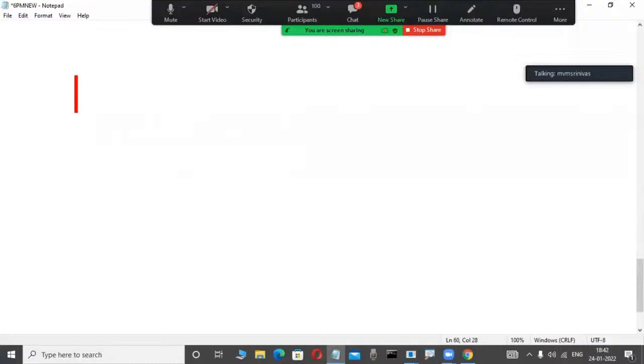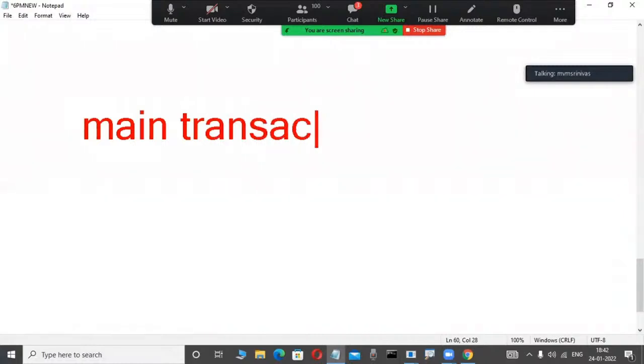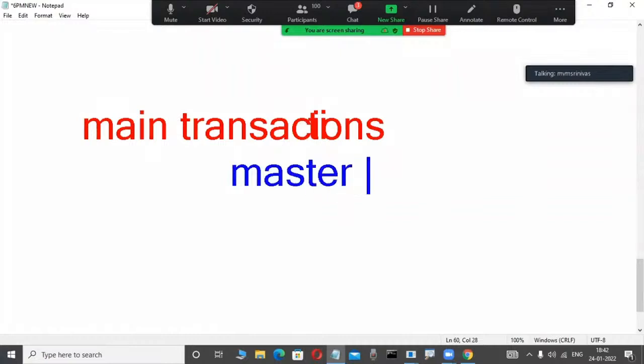Whenever you are working with relational data model products, either SQL Server, MySQL, DB2, anything, this rule is most powerful. Main transactions are stored in a what? Master table. Very, very important. Main transactions are stored in a where? Master table.